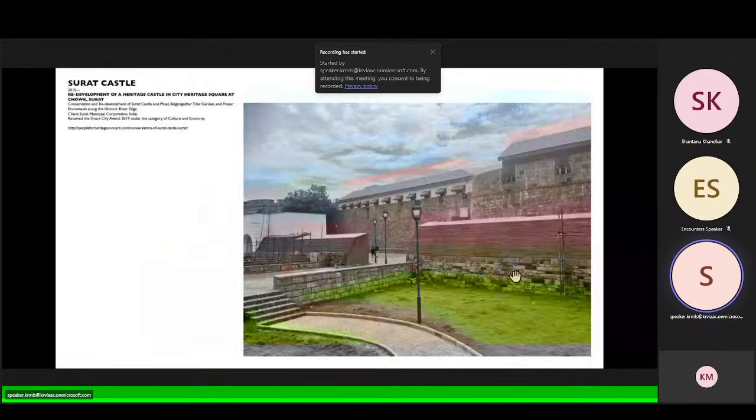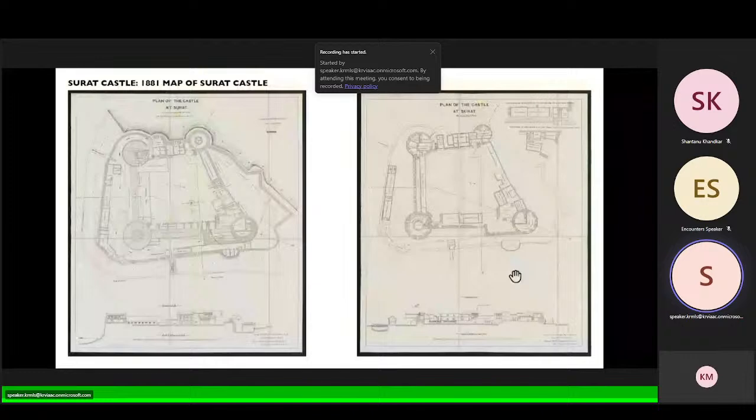So what happens with these projects is that you keep discovering new things, and then you have to be constantly responding to the new material that you find. You might find it in the archives, but you might also find it on the site itself. So we were constantly finding new things throughout the castle.